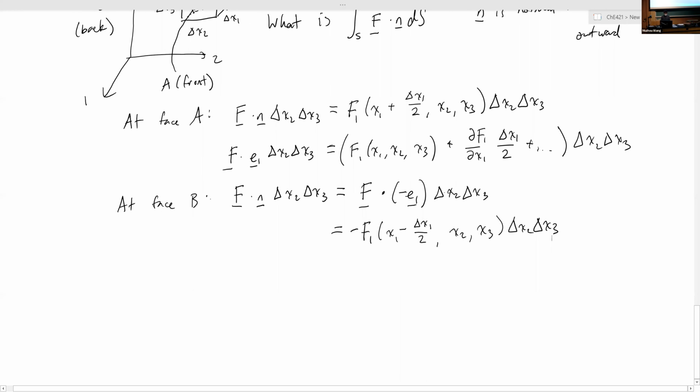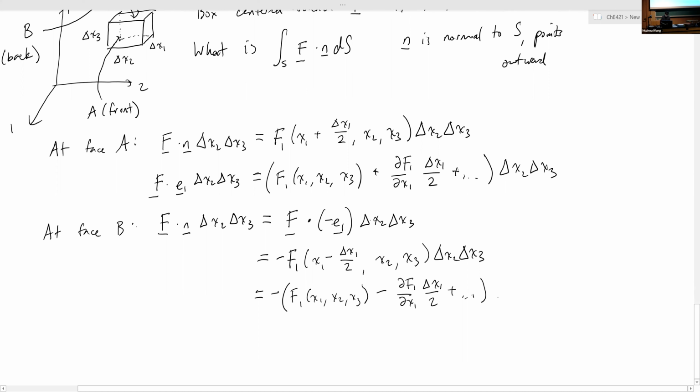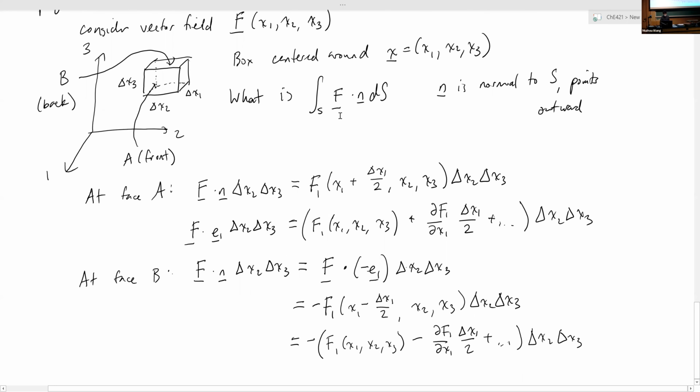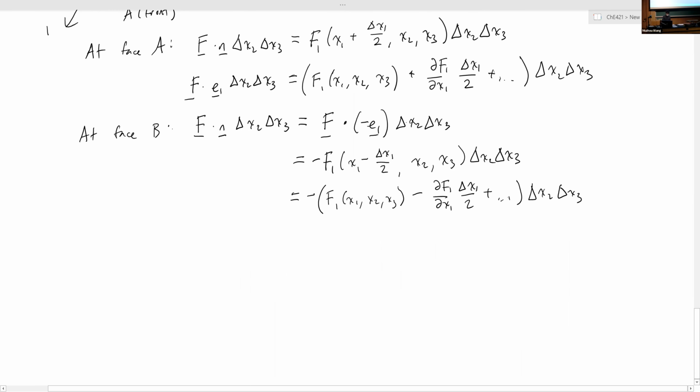Okay, so Taylor expansion, again, right here. So here I have negative f1 at x1, x2, x3. Now we have a minus df1/dx1 delta x1 over 2 plus et cetera. Like that. Okay. And now if I need to do my surface integral, remember I'm integrating over the surface right here, then that's going to be these two quantities added together in total over A and B, right?